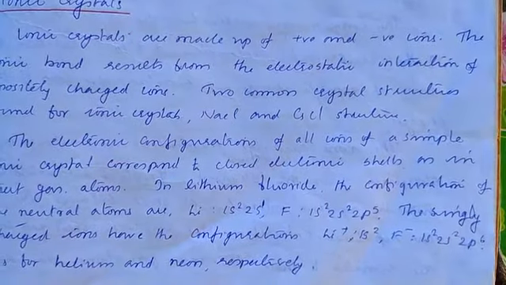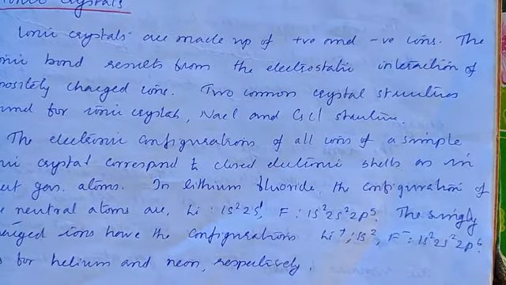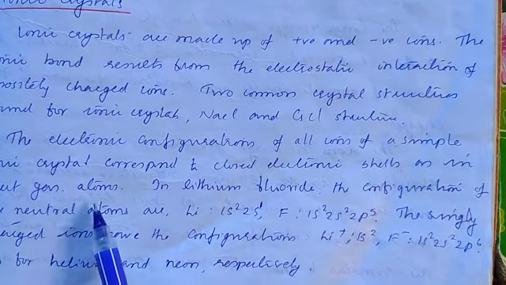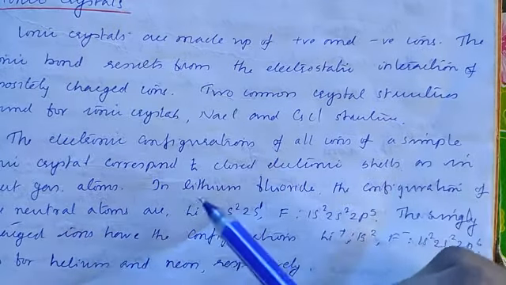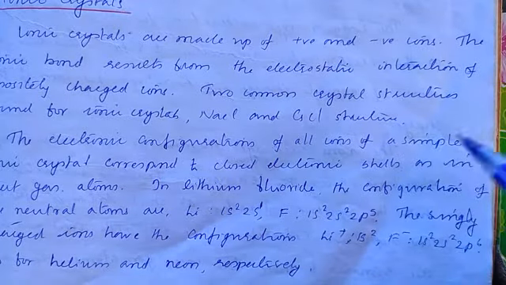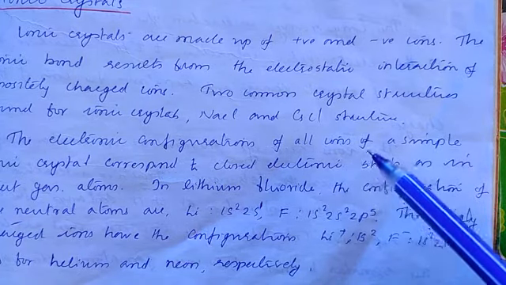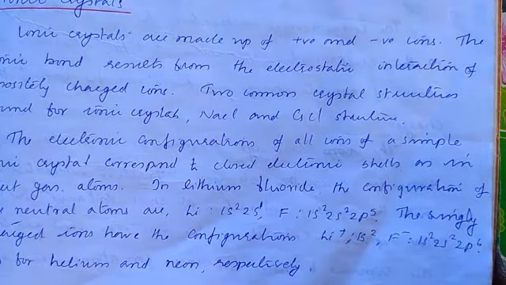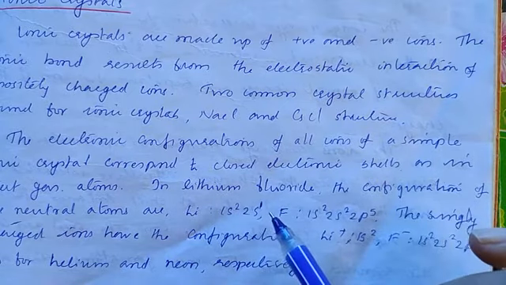The electronic configuration of all ions of a simple ionic crystal corresponds to closed electronic shells, as in inert gas atoms. In inert gas atoms, the octet is complete, and so the electronic configuration of the ions is similar to that of the octet of inert gas crystals.